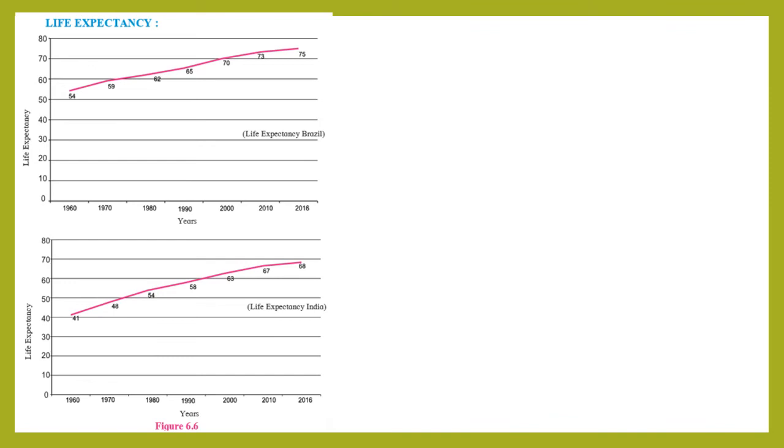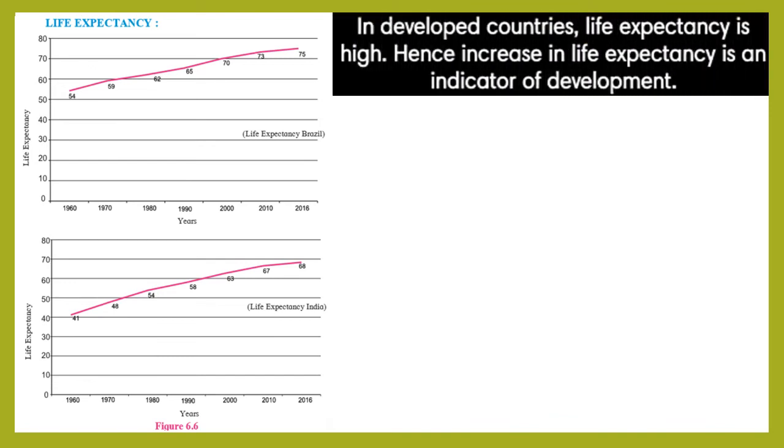What could be the reason behind this? In developed countries, life expectancy is high. Hence, an increase in life expectancy is an indicator of development. What does this mean, children? We can understand that our country is not a developed country, it is a developing country. That is why, because of different reasons, our life expectancy is less than that of developed countries.